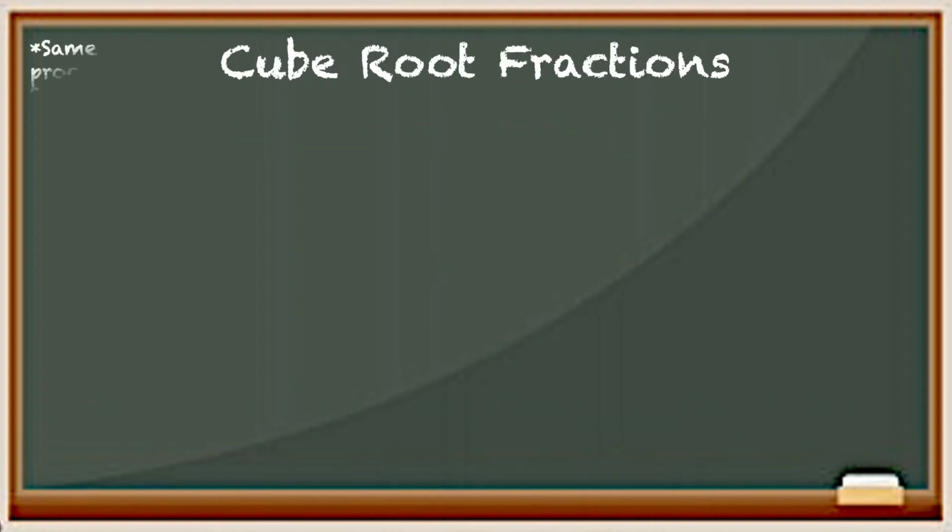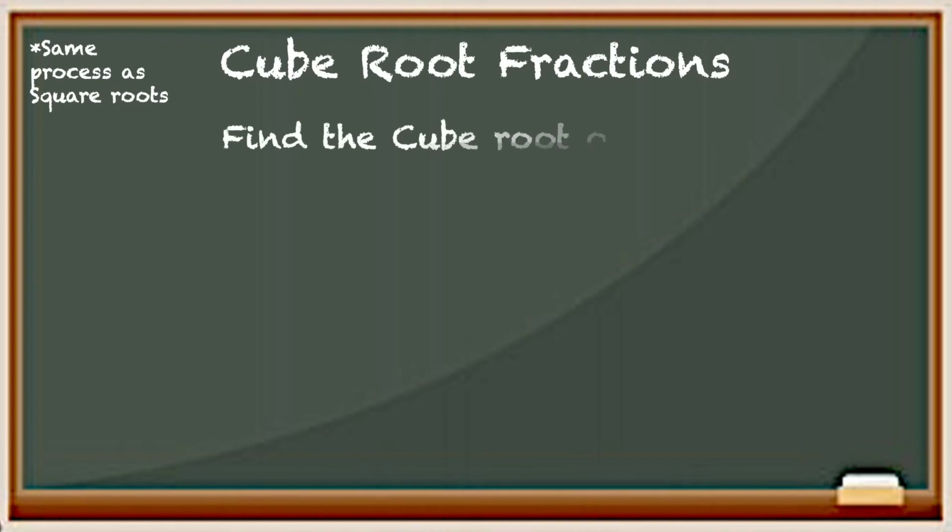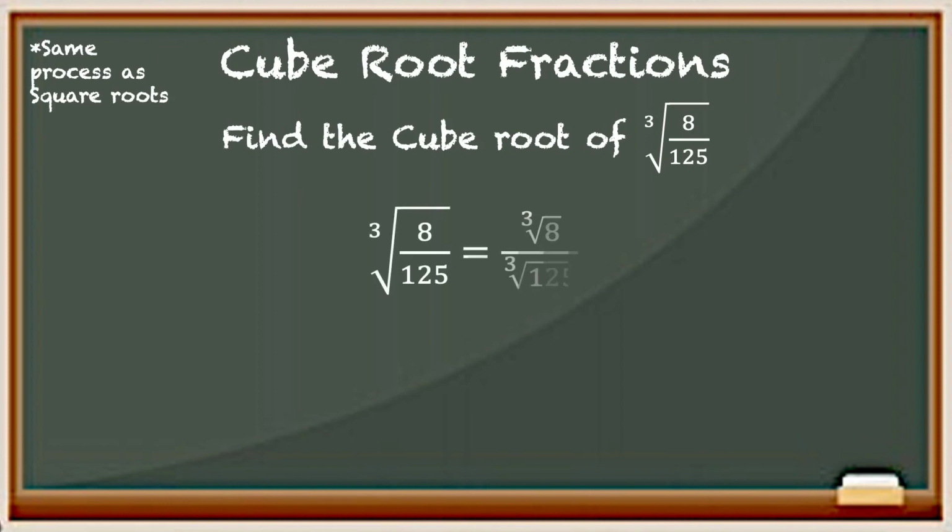With cube roots and fractions, it is the same process as for square roots. The cube root of 8 over 125 will be our example. What you will do is break up the fraction, then put it back together. So you would begin by separating the fraction into the cube root of 8 and the cube root of 125. Then you would solve each individually. So then the cube root of 8 is 2, and the cube root of 125 is 5. And then you would just combine them back together to get your answer. In this case, it would be 2 over 5.